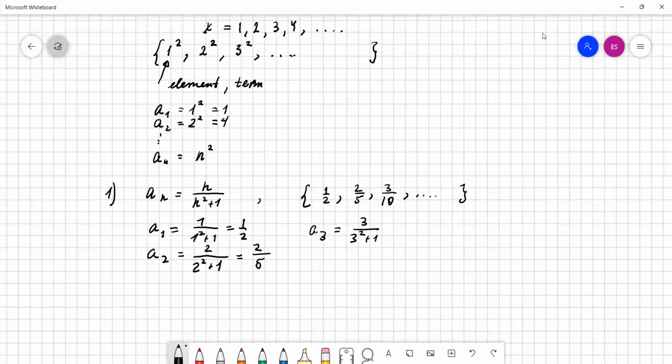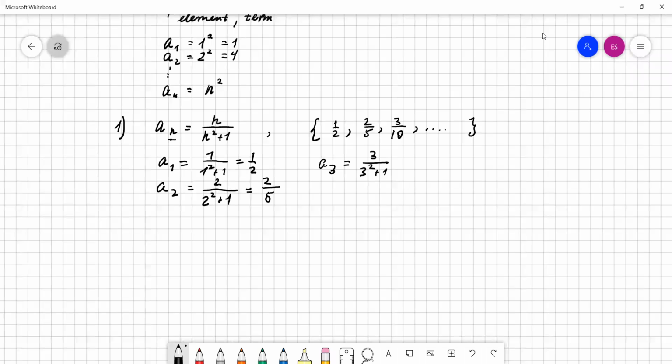Sometimes it's not very convenient to write down all terms of the sequence, but it's easier to give a formula for term number n, which can be generally used. If you want to find the term with position 3, we're going to plug in 3 into this formula, 3 here in the index, and 3 over here into the formula.